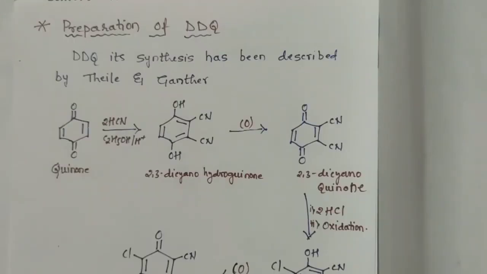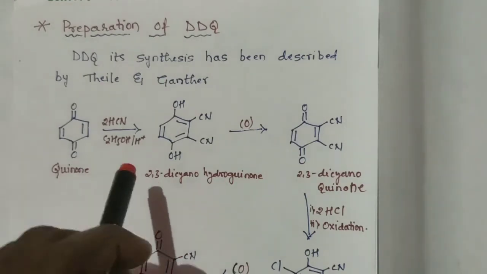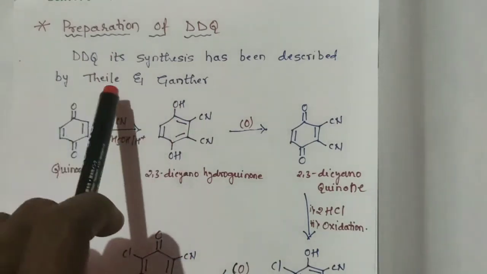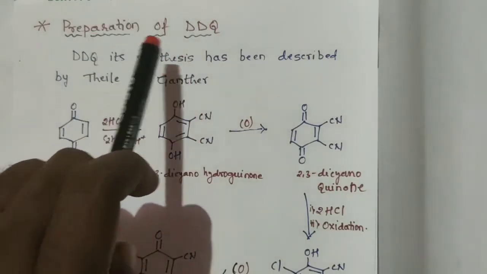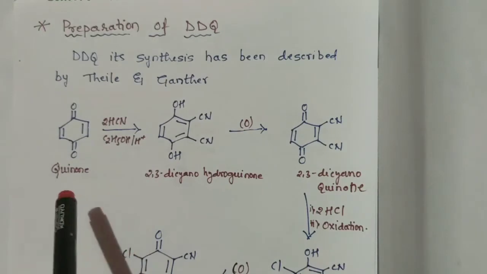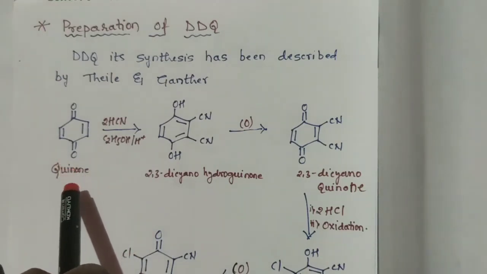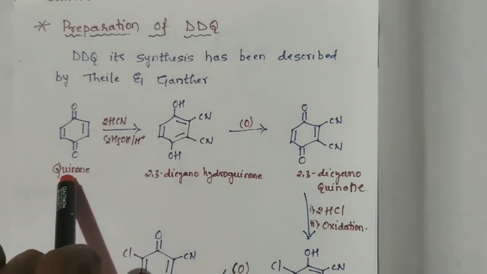Okay, next is the preparation of DDQ. Here, DDQ was first synthesized by the scientists Thiele and Günther. Yes, the scientists Thiele and Günther first prepared the DDQ molecule. The reactant molecule used is quinone.